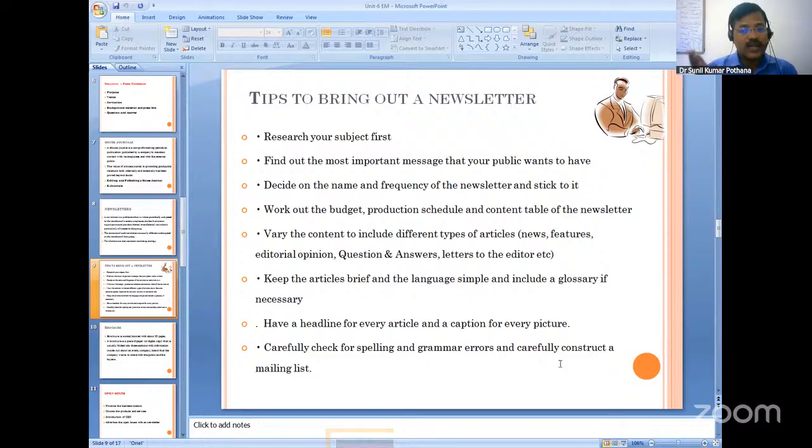So newsletters, again, here also with the technology we are now sending e-newsletters. For the mailing list, the house journal is for all people, even those outside the organization, who can also access the house journal. But the newsletter is mainly focused on the target group. So for that, the publications officer needs to prepare a mailing list.